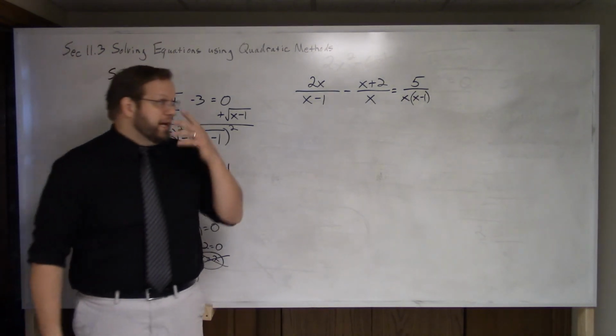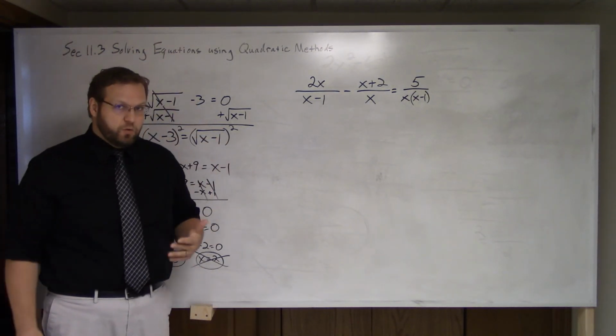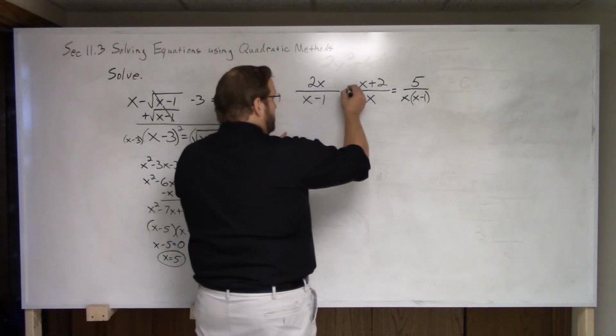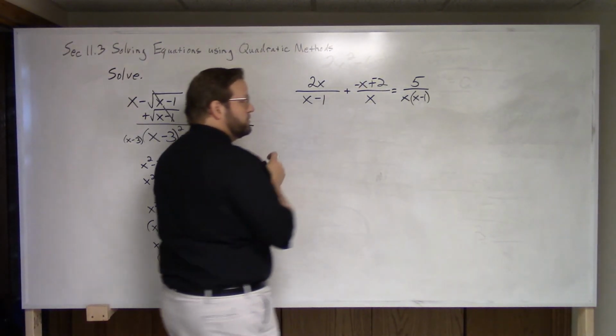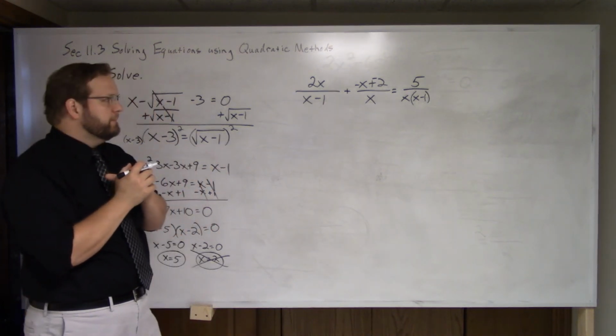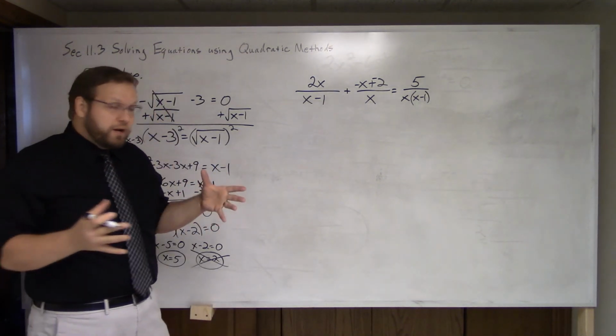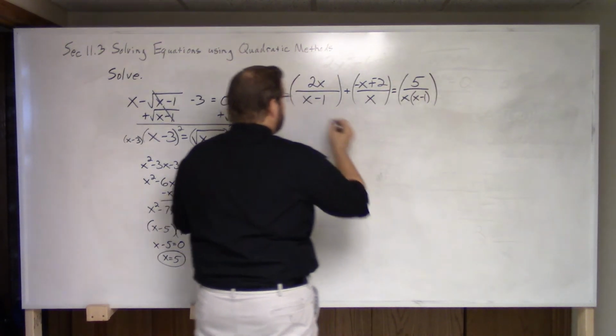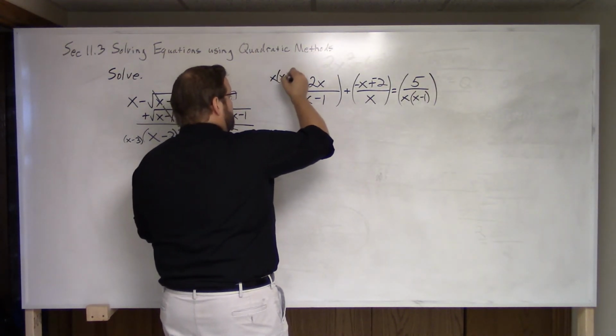Okay, here's another blast from the past. This is a rational equation. So what I'm going to do first is put that negative directly on those components of the numerator so I don't lose it. Then I want to clear those fractions out. So I'm going to clear by multiplying every term by the LCD.